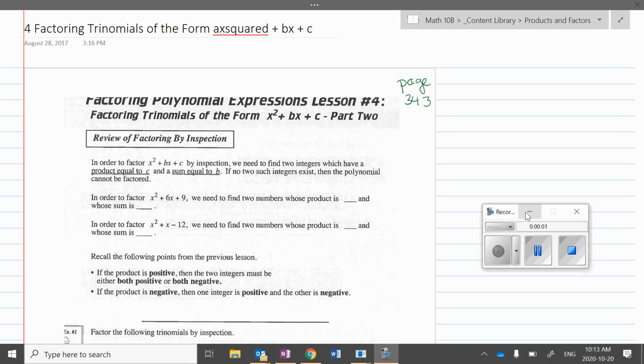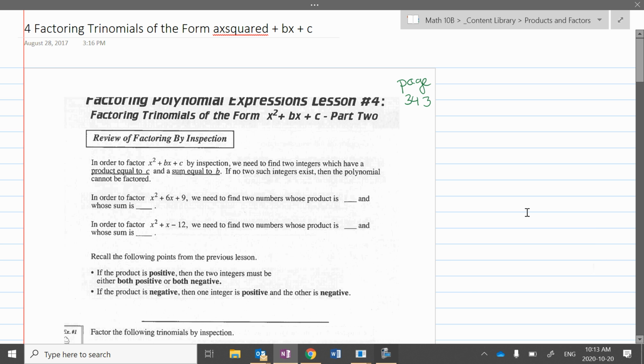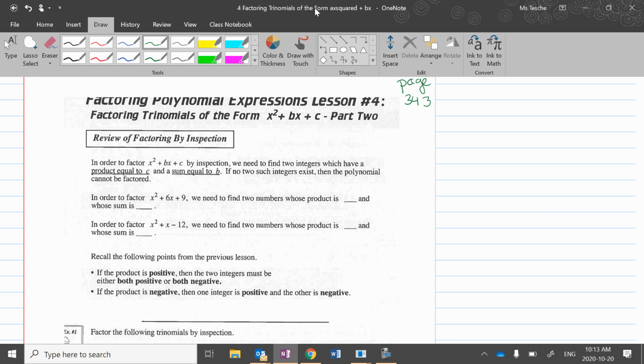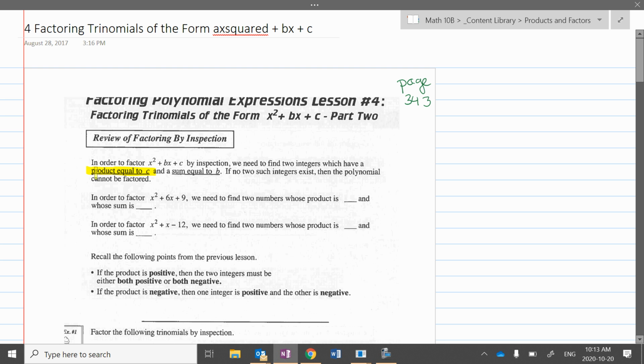So last week, grade 10s, we started talking about factoring trinomials, in which you have to find two numbers that multiply to C, so that's a product, and add to B, a sum of B. This is what we were talking about last week. Do we remember this? Yeah?